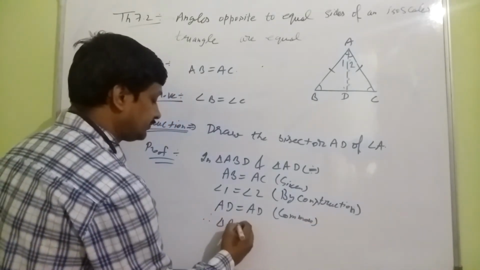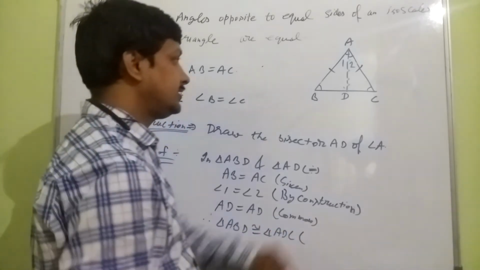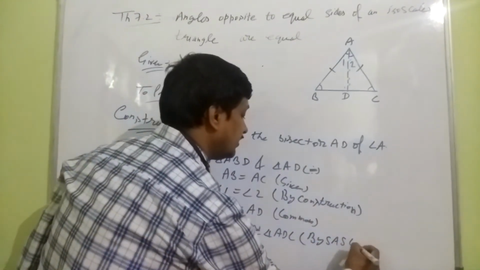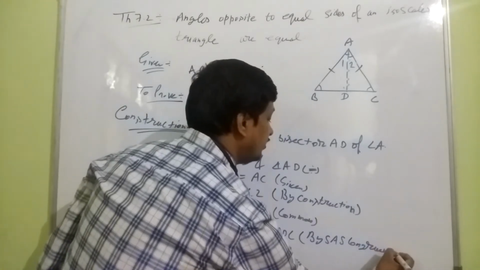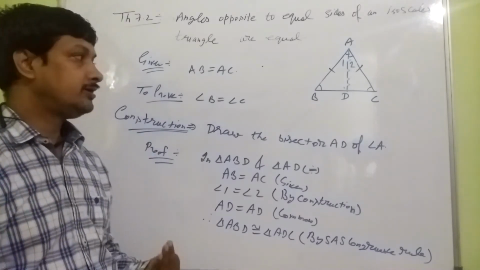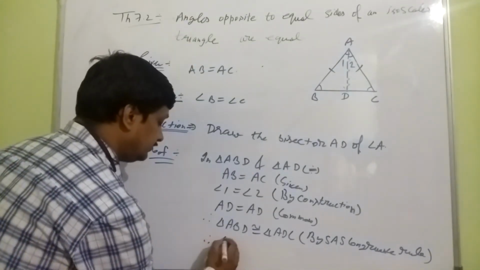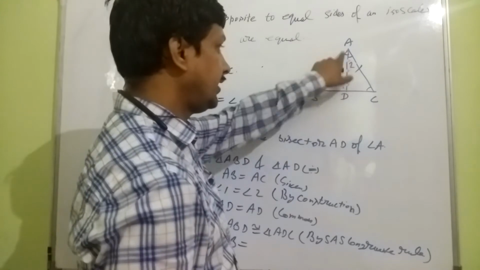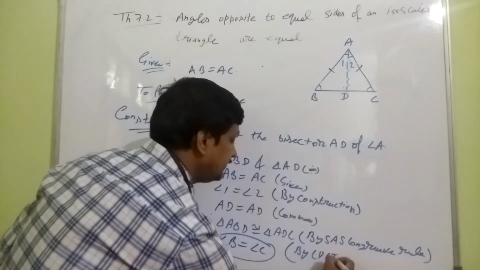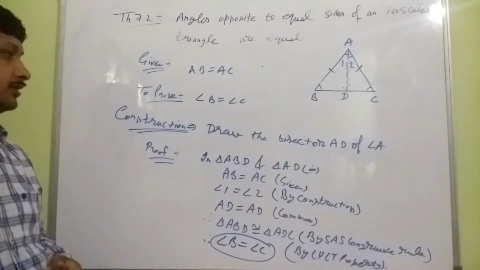So triangle ABD is congruent to triangle ADC. Which congruency is this? Side, angle, side. So by the SAS congruence rule. If two triangles are congruent, then their corresponding angles are equal. So angle B of this triangle is equal to angle C of triangle ADC, which we have proved, by the CPCT property. Dear students, just note this down. You can pause the video.